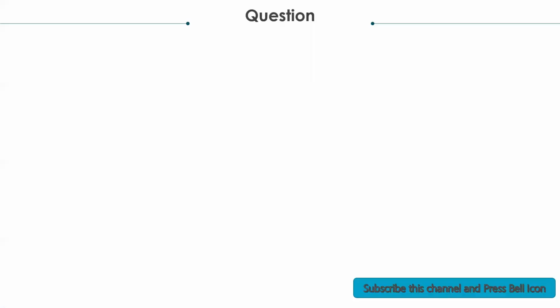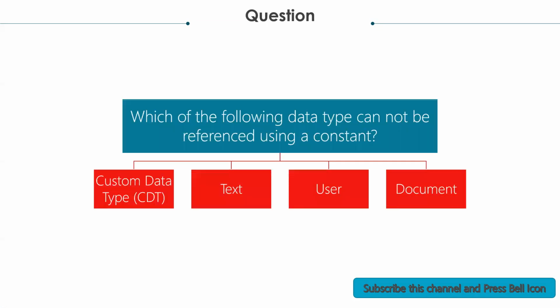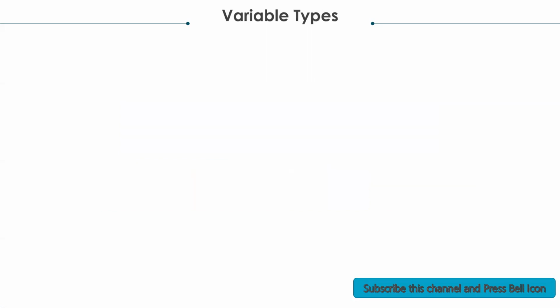Before we begin this session, I have one question for all of you. Which of the following data types cannot be referenced using a constant? Custom data type, text, user, or document? I will answer it at the end of this video, so please comment your answer before that.